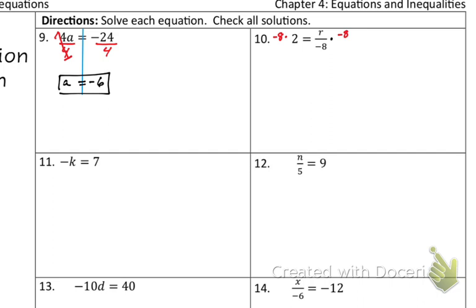I got my answer. What's negative 8 times 2? Negative 16. It is negative 16. Now remember, we multiplied to undo it. So this negative 8 and this negative 8 will actually cancel out, and you'll be left with just R.